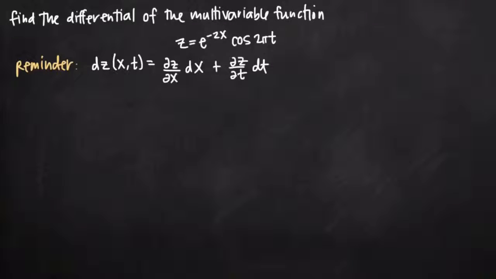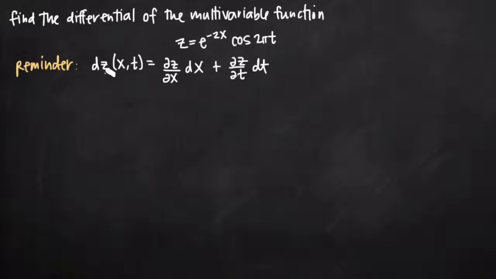Today we're going to be talking about how to find the differential of the multivariable function. In this particular problem, we've been given the function z equals e to the negative 2x times cosine of 2 pi t. And as a reminder, we're going to be using this formula here to find the differential of the multivariable function. Keep in mind that our final answer is going to be a value for dz that's in terms of x and t.